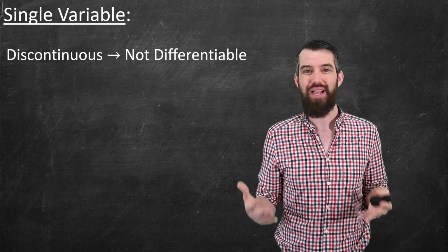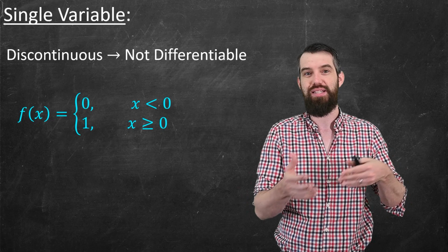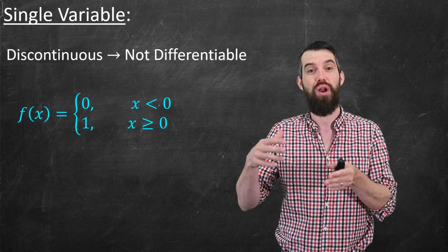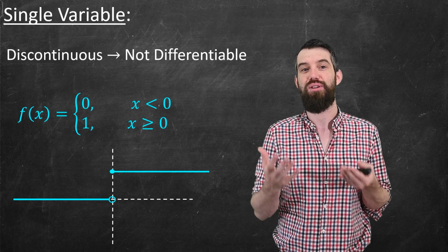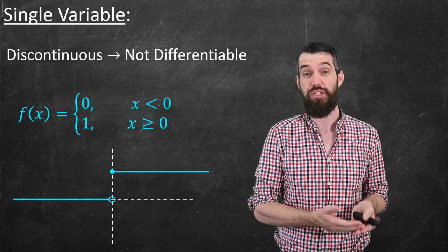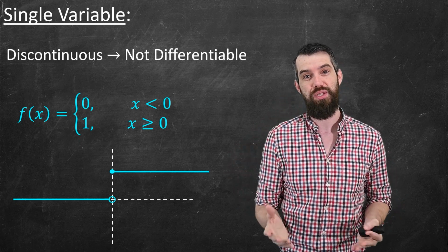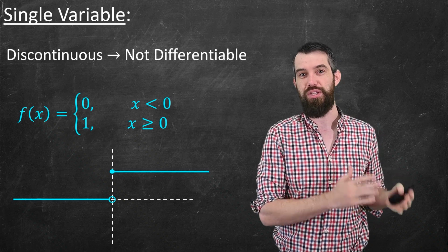An example that illustrates this point is the step function, the function that's 0 when x is less than 0 and 1 when x is greater than or equal to 0. It looks like a little step. Now, it's clearly not continuous at the point x equal to 0. There's this jump at x equal to 0. But nor is it differentiable at x equal to 0.